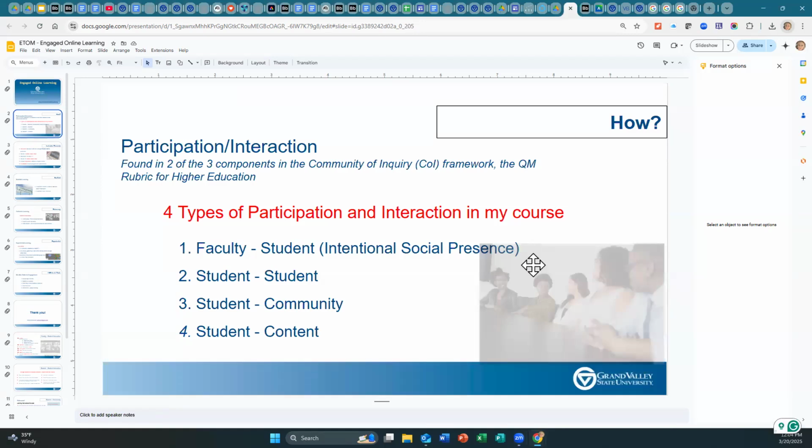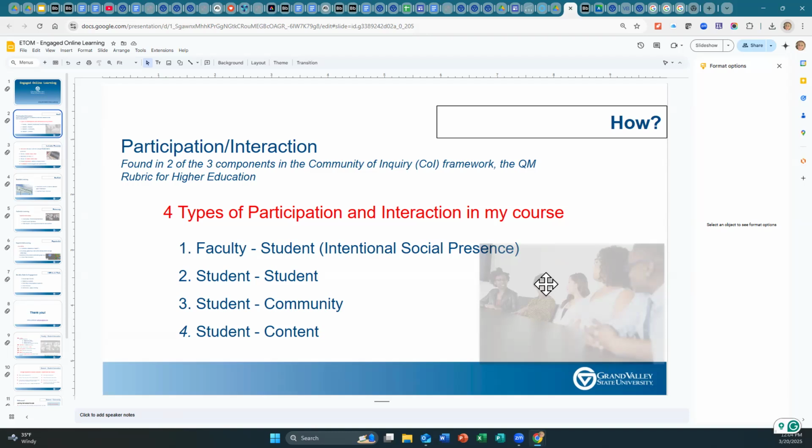I only have maybe 5 or 6 slides here to keep me on track. But just briefly, what I do when I design my courses, because I'm an instructional designer, is make sure that I have the 4 types of participation and interaction in my course. Faculty to student, and I'll explain what I mean by that. It's not simply just grade your papers. I have student to student, student to community, which is a lesser known one that I put in there for relevancy, and then student to content, obviously.